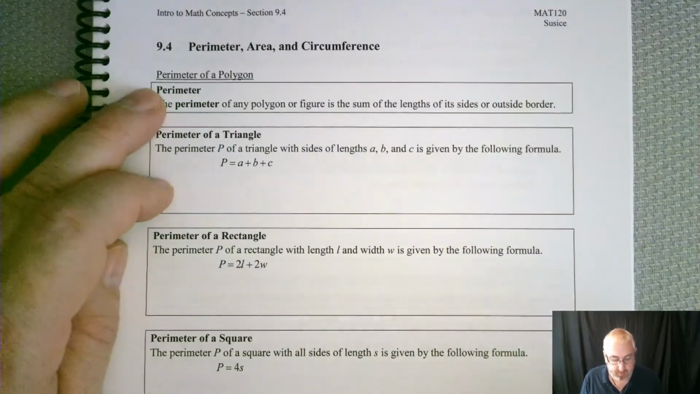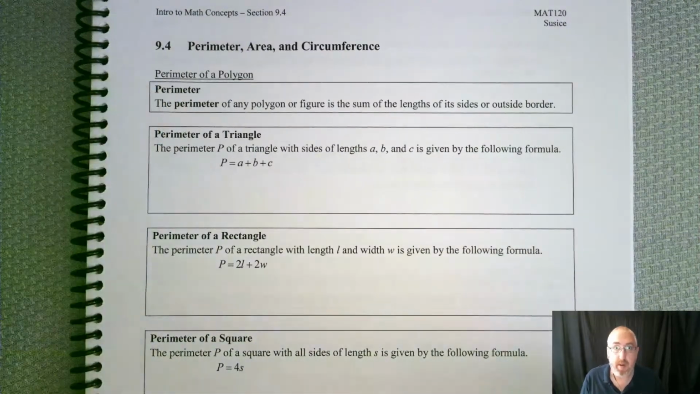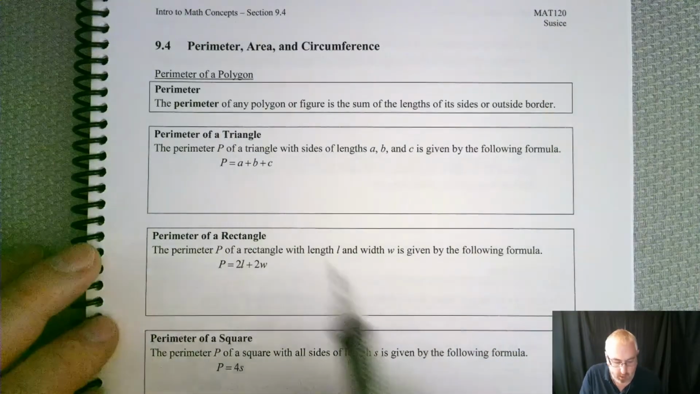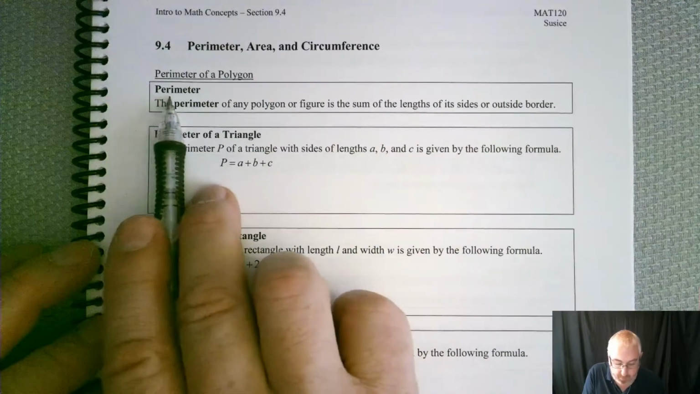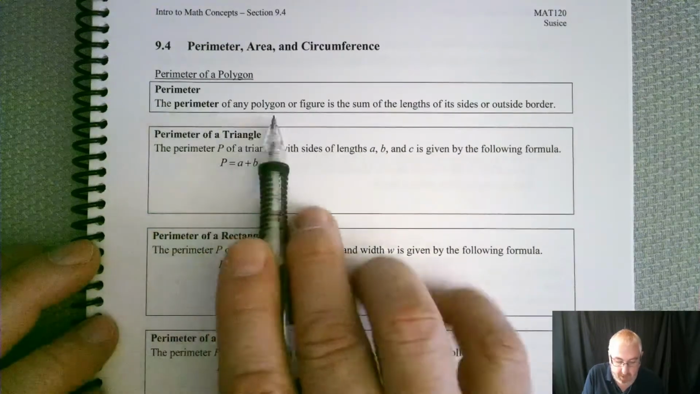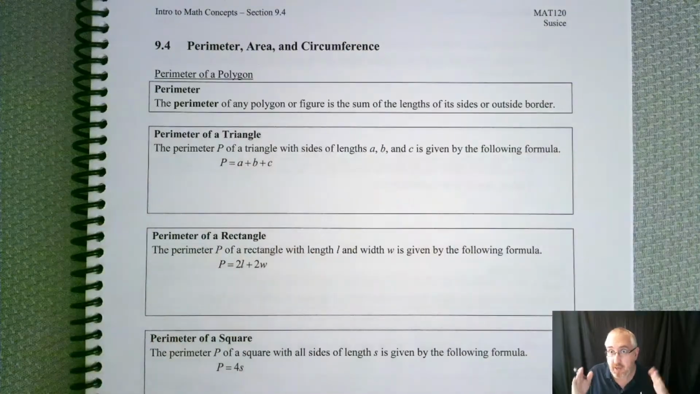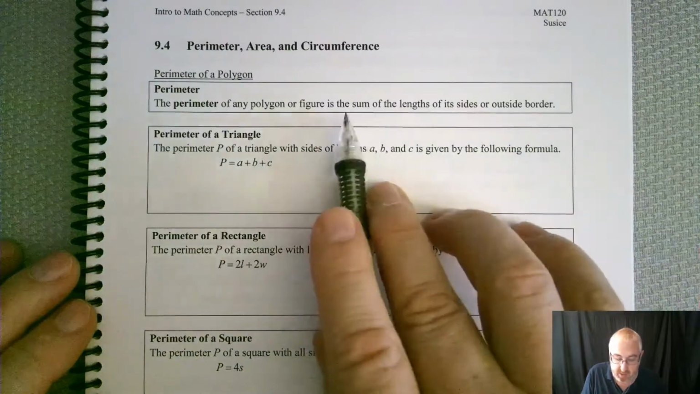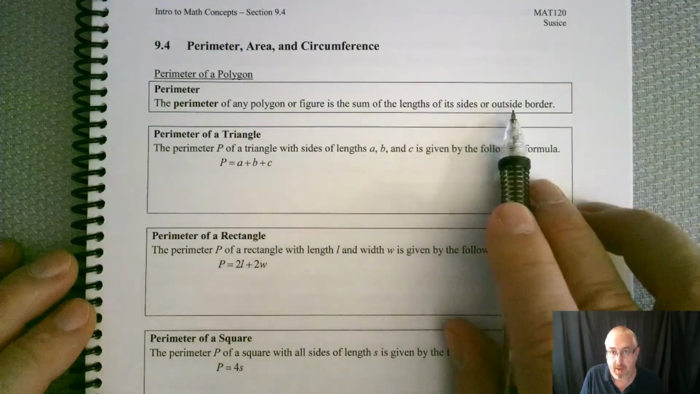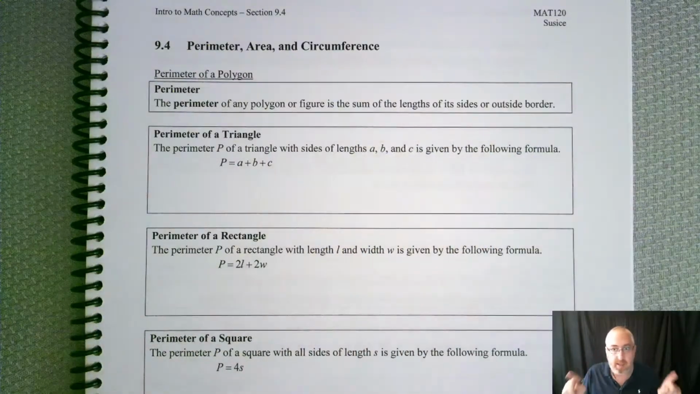So the first thing we have to just reaffirm is what some of these concepts that we've talked about before mean officially. So the first one is just for perimeter. If we wanted the perimeter of a polygon or a figure, it doesn't have to be straight line sides. It could be wavy or curvy or something. It's the sum of the lengths of the sides or the outside border. So just how long is it all the way around the outside?